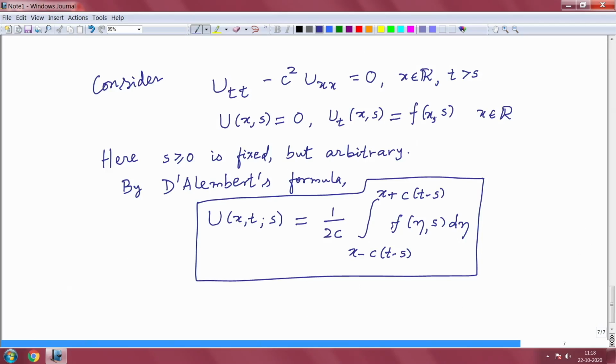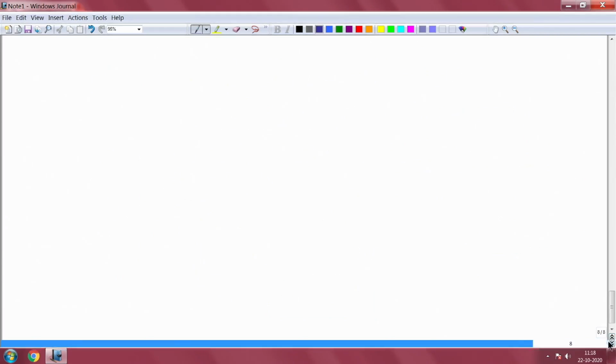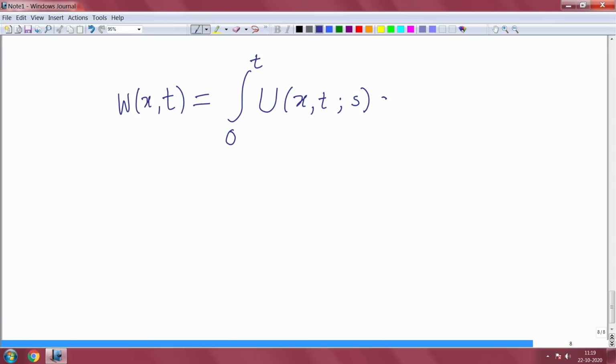Okay. So, W is given by the integral from 0 to t of u of x, t. Remember, there is an s, and now you integrate with respect to s.